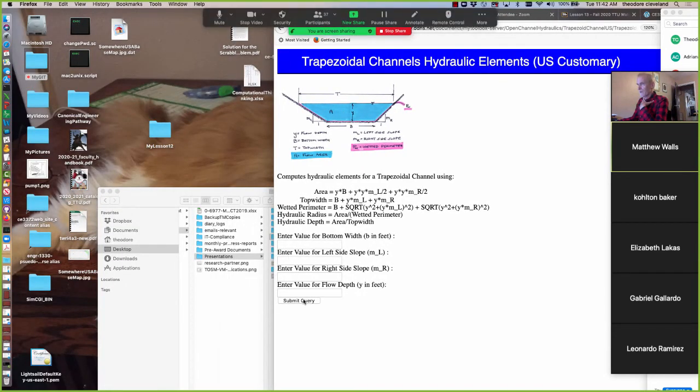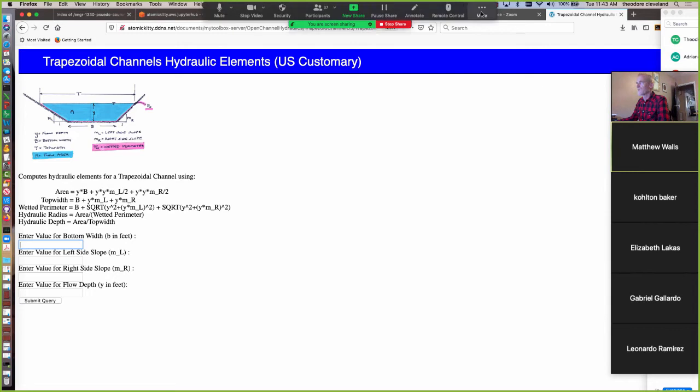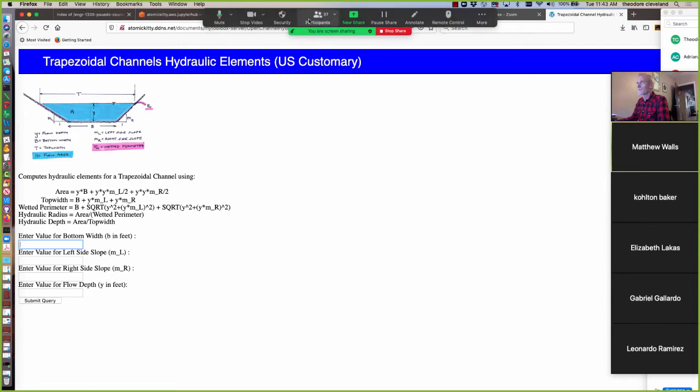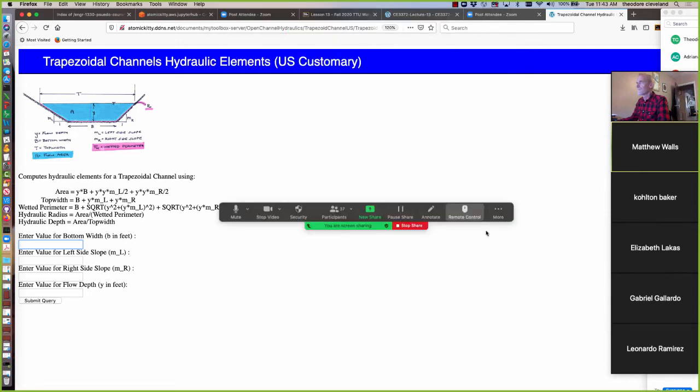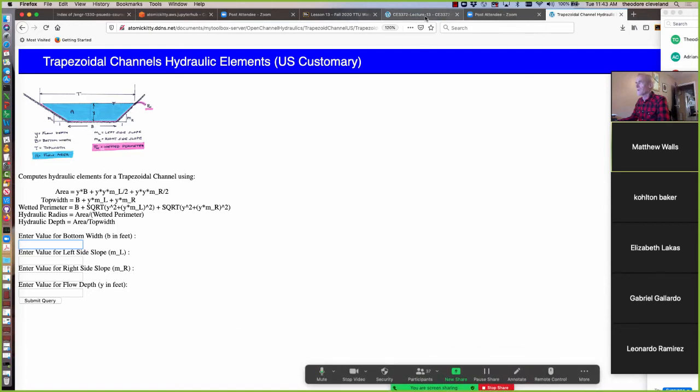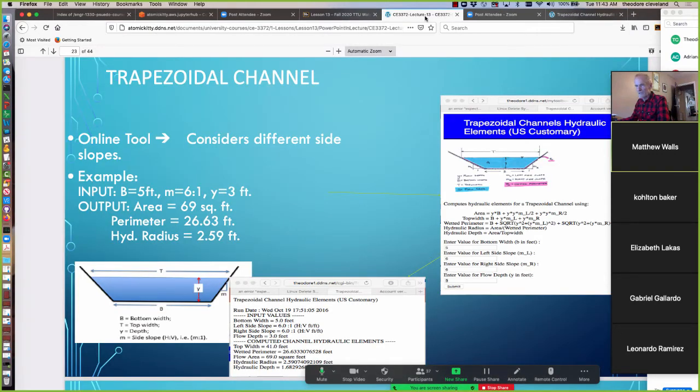To calculate the hydraulic conditions, it will compute area, top width, wetted perimeter, hydraulic radius, and then something called the hydraulic depth, which we're not going to use much in this class. Let's look at the example that was being shown. If this Zoom thing will get out of my way. Let's look at a channel that has a bottom width of 5 feet. Both side slopes are 6 to 1, and the flow depth is 3 feet.